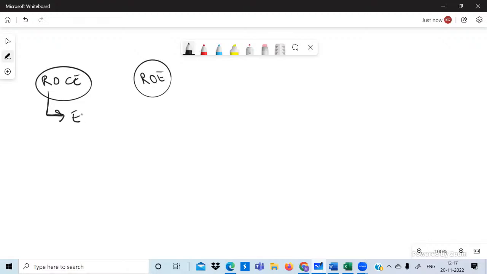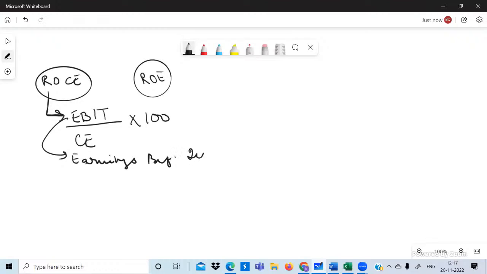So here, how I calculate my return on capital employed is, I look at EBIT, I divide it by capital employed, and I multiply it with 100. So EBIT is nothing but earnings before interest and tax. Now over here, why do I take EBIT and not PAT? Because there I was taking profit after tax. So why is it that in ROCE I don't take PAT but I take EBIT? Why?